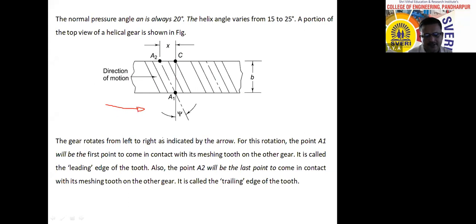Therefore, for this rotation, the point A1 will be the first point to come in contact with its meshing tooth on the other gear. It is called the leading edge of the tooth. Also, the point A2 will be the last point to come in contact with the meshing tooth on the other gear. It is called the trailing edge of the tooth. Therefore, the point which comes first in contact is known as leading, and the point which comes last in contact is known as trailing.